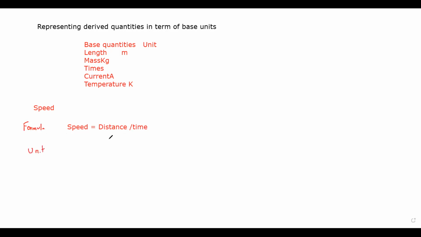So what is the unit of distance? The unit of distance is meter. And what about unit of time? Unit of time is second. So it is meter per second, or we represent all of them in numerator. So when I move second in numerator, it will be m s minus 1. So the base unit for speed is meter per second, or m s minus 1. Is it clear? How we represent the speed in terms of base units?